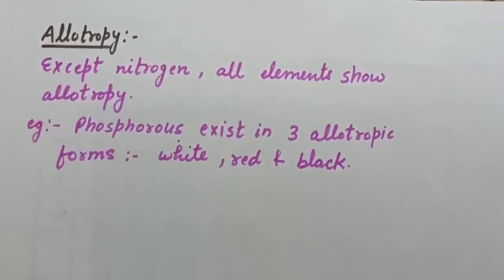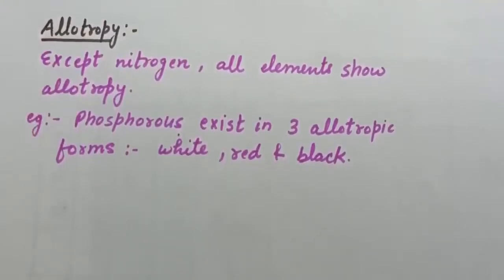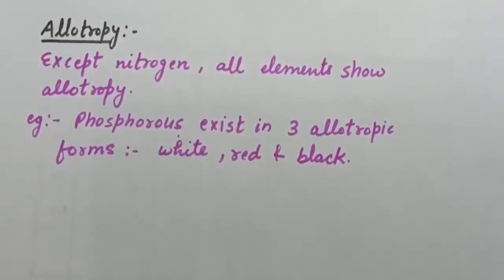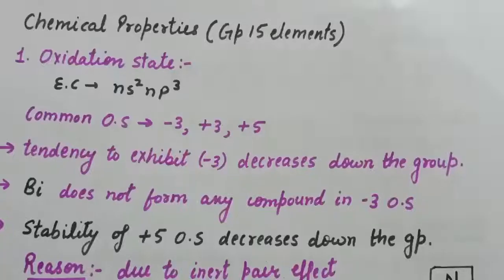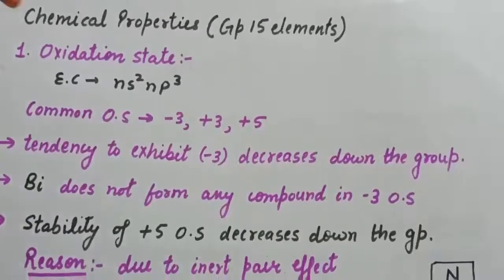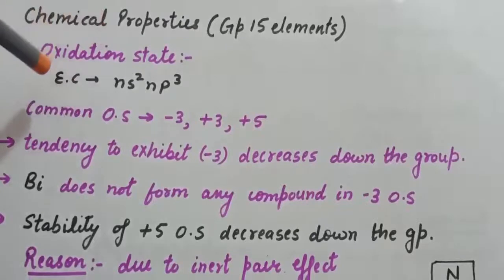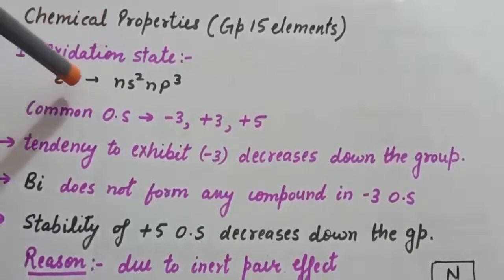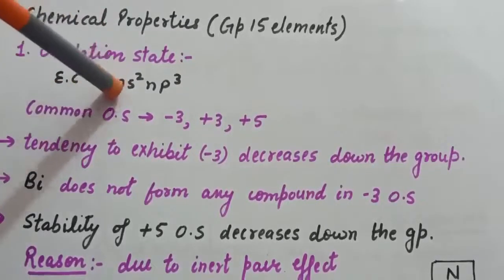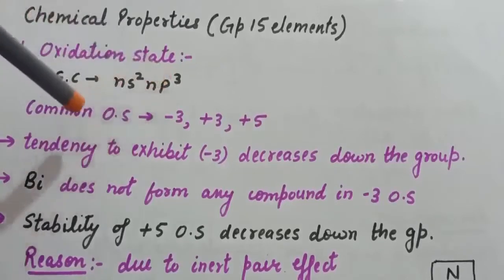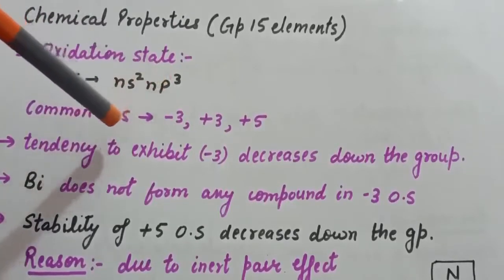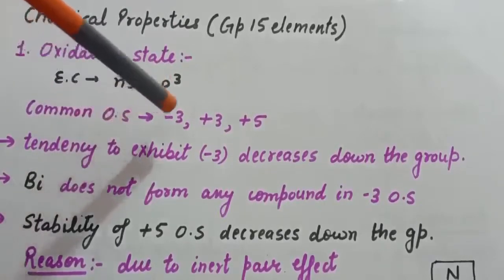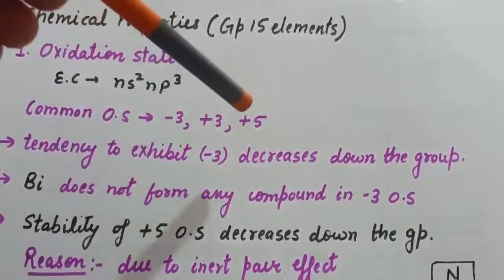Now we will discuss the chemical properties of group 15 elements. First chemical property is oxidation state. The electronic configuration of group 15 elements is ns2 np3, and the common oxidation states shown by group 15 elements are -3, +3, and +5.